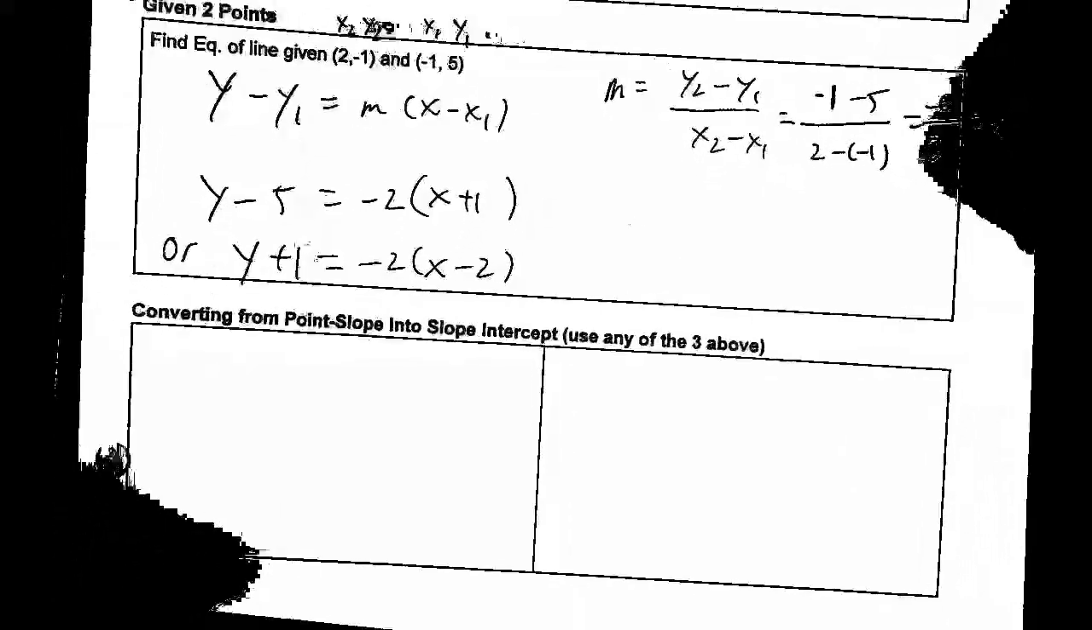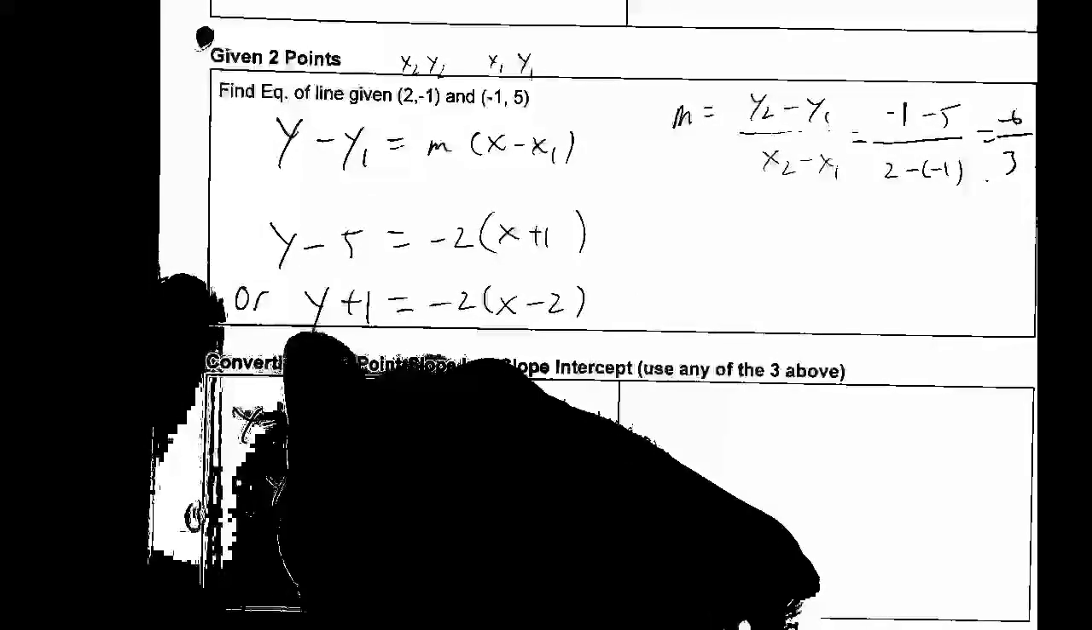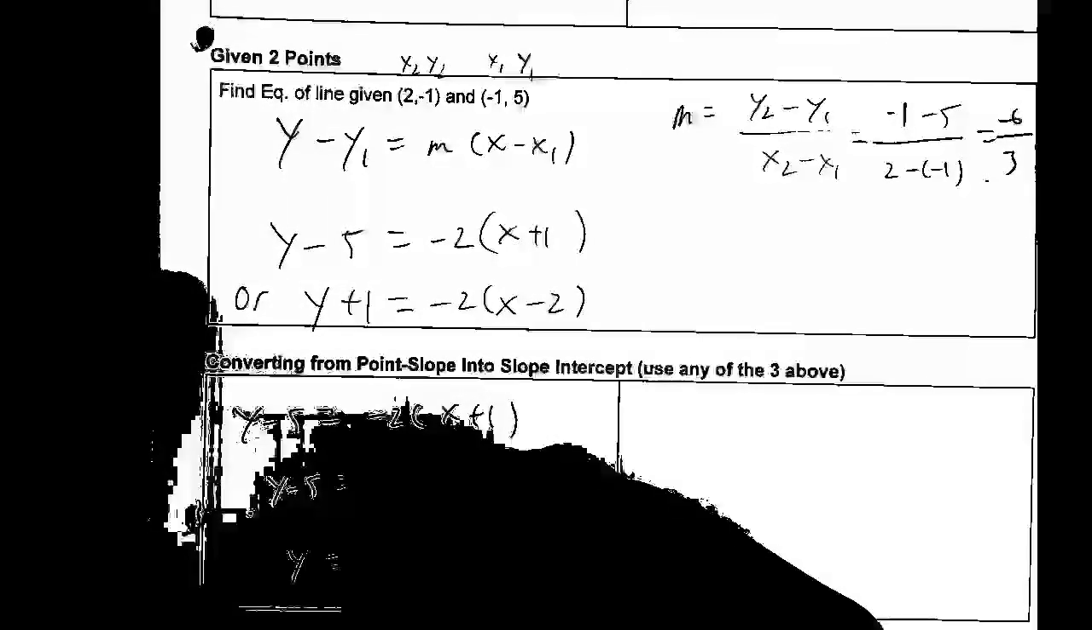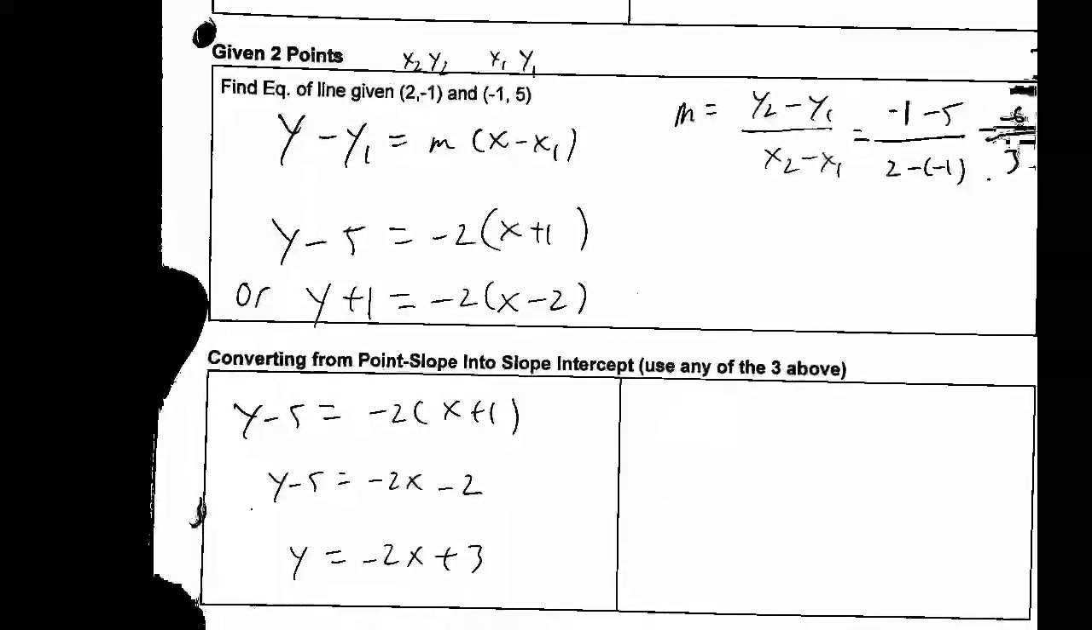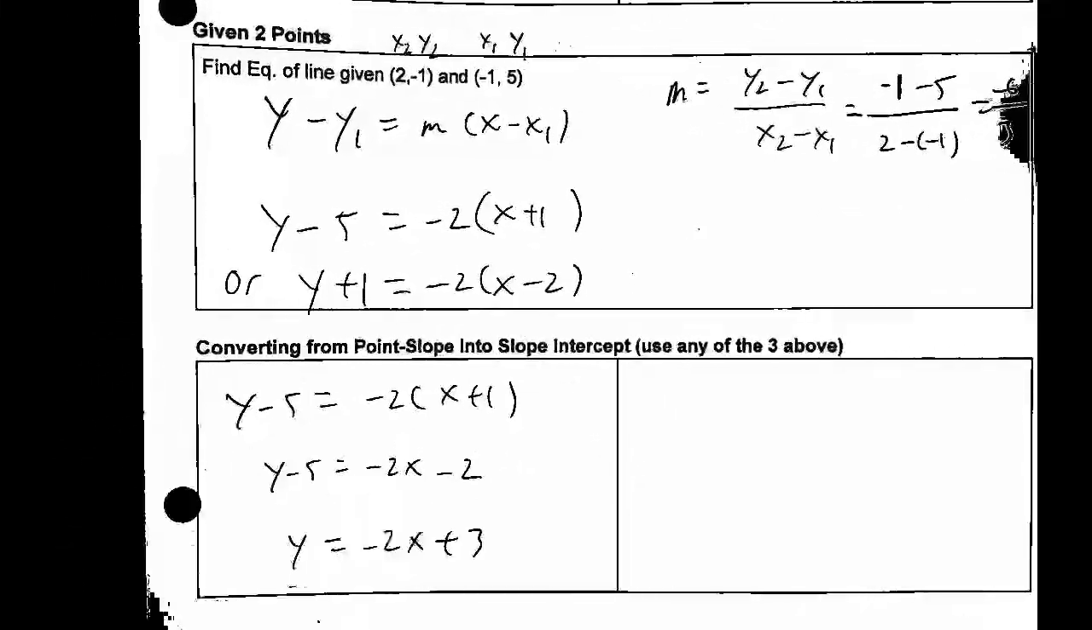Converting from point slope into slope intercept, let's say you have y minus 5 equals -2 times (x plus 1), and I want to make that slope intercept form. We're just going to distribute to get y alone. So we get y minus 5 equals -2x minus 2, and then we'll add the 5: y equals -2x plus 3. That's it. So we can just get y alone from any of these above. We'll get that slope intercept form. Okay.